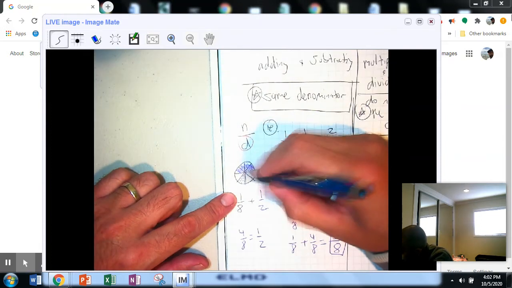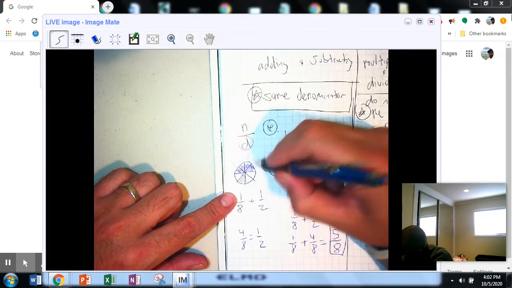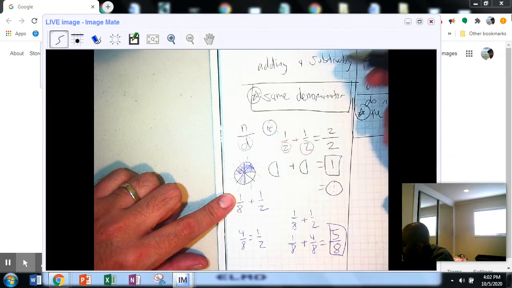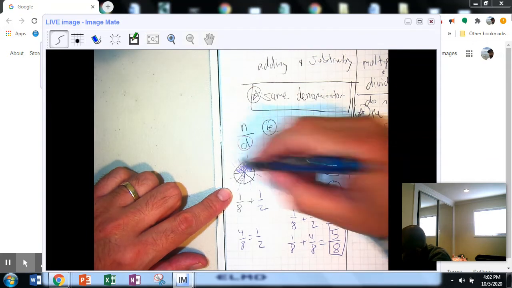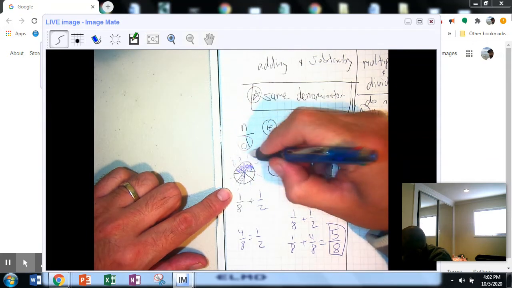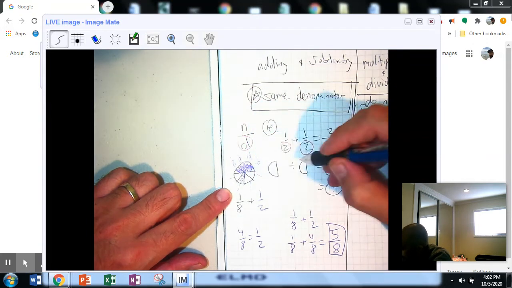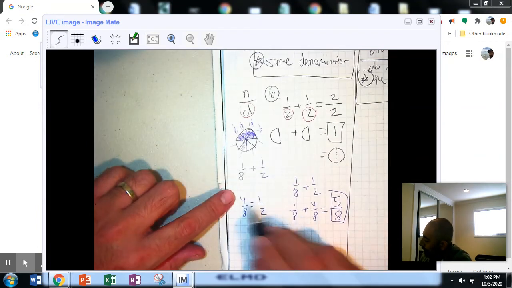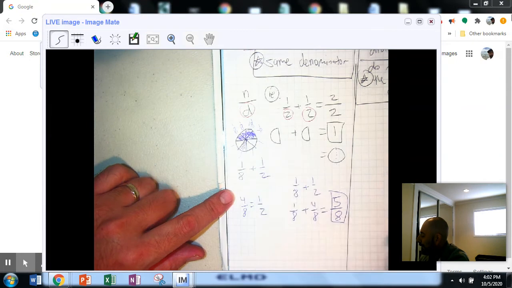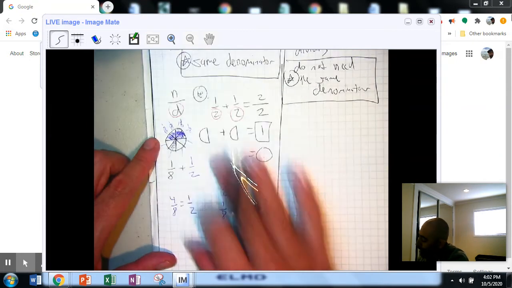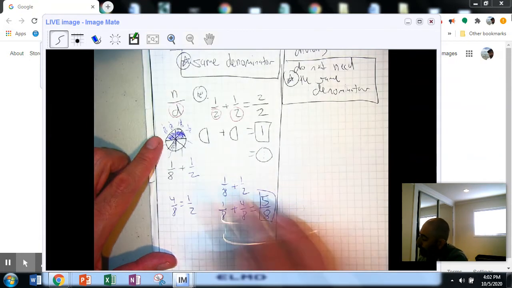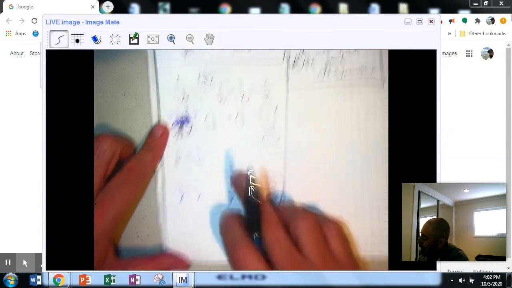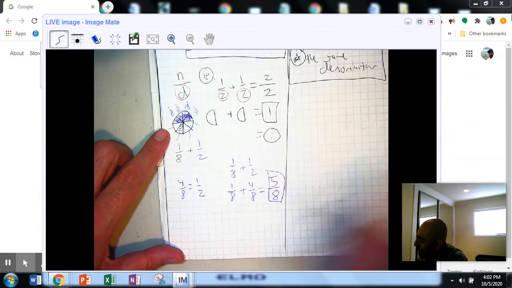As you can see, we drew a circle and cut it into 1, 2, 3, 4, 5, 6, 7, 8 pieces. So these are eighths. This is an eighth, this is an eighth, this is an eighth, this is an eighth. Together, it's 4 eighths, which equals 1 half. So these fractions are the same, it's just writing them in different ways. Adding and subtracting is the most confusing operation for fractions. Subtracting is the same thing: you just got to have the same bottom number.